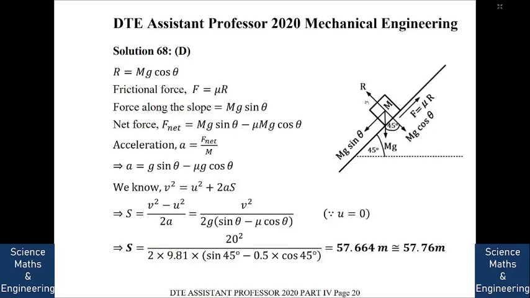Now we have acceleration. Initial velocity was 0 and distance we need to determine. So s is equal to v square minus u square by twice a. So from here we get v square is 20 square, divided by 2 into g, that is 9.81 into sin theta minus mu cos theta. Now theta is 45. So sin of 45 minus 0.5 is the mu and cos of 45. So from here we get our capital S is 57.76 meter.